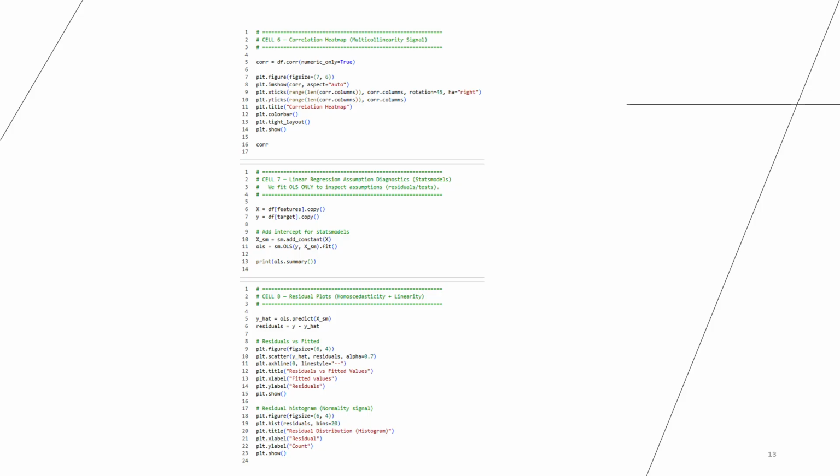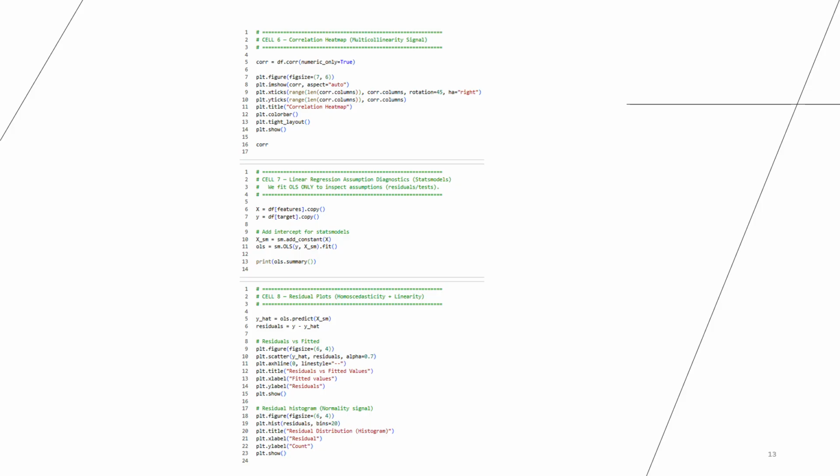Finally, we print the regression summary. This summary provides a large amount of information, including coefficient estimates, statistical significance tests, goodness of fit measures, and diagnostic indicators. These diagnostics help us understand how the variables behave from a traditional regression perspective before we move on to deep learning. In Cell 8, we take the diagnostic analysis one step further by examining the residuals of the regression model.